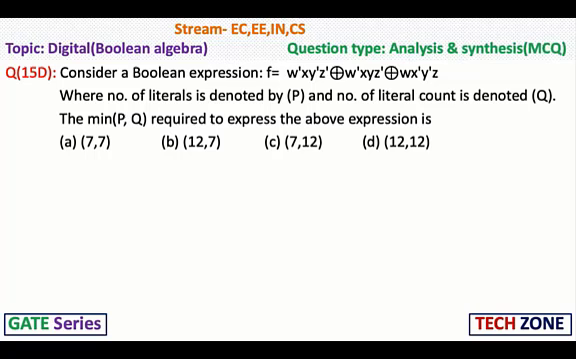So the next problem, and this is the last problem for this day three. The question here is, consider a Boolean expression f is equal to w bar x y bar z bar XOR w bar x y z bar XOR w x bar y bar z, where number of literals is denoted by p and number of literal count is denoted by q. The minimum of p, q required to express the above expression is: option A 7, 7, option B 12, 7, option C 7, 12, option D 12, 12.